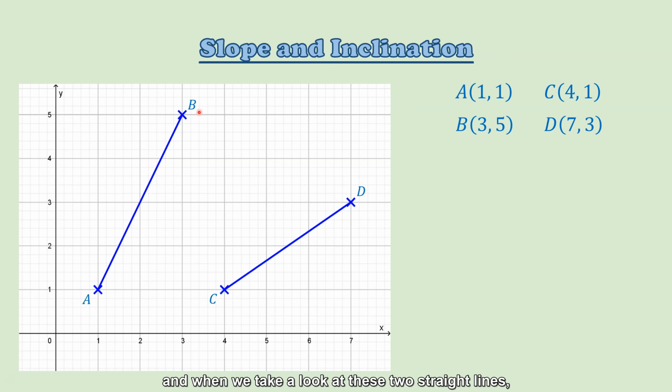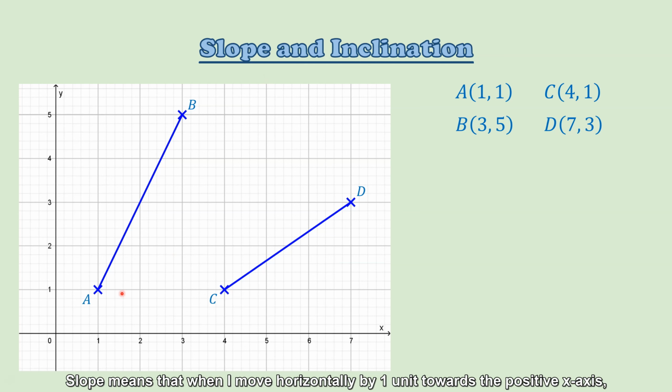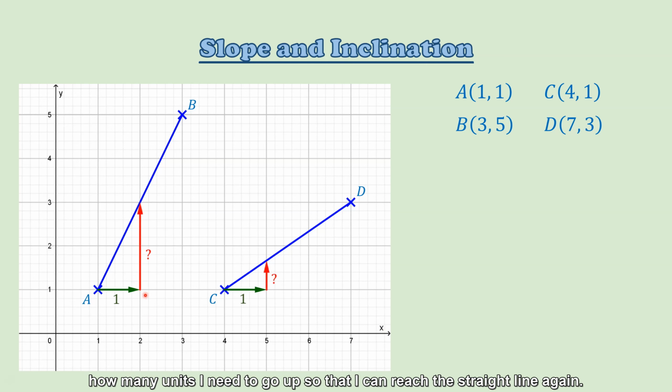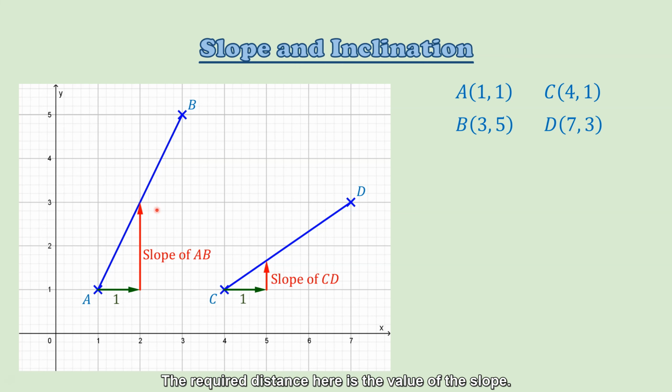And when we take a look at these two straight lines, we can see that obviously AB is steeper than CD. But how can we measure how steep a straight line is? The first way is to use a measurement called slope. Slope means that when I move horizontally by 1 unit towards the positive x-axis, how many units I need to go up so that I can reach the straight line again. The required distance here is the value of the slope.